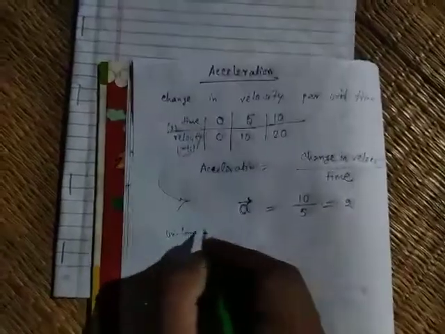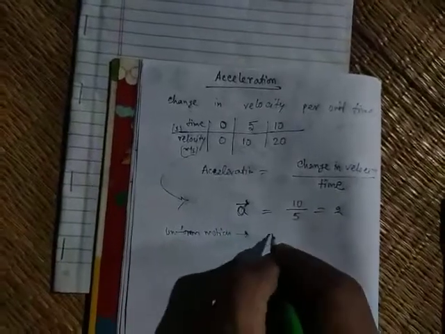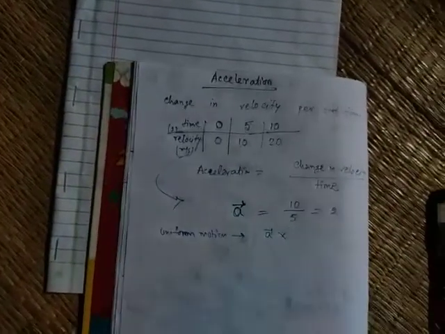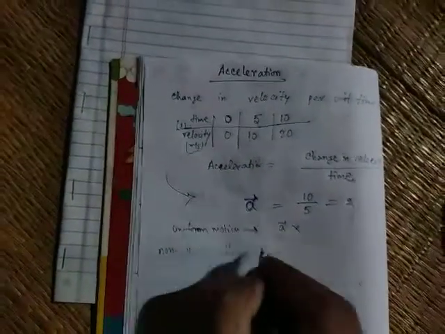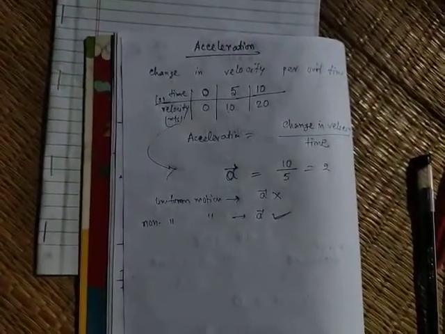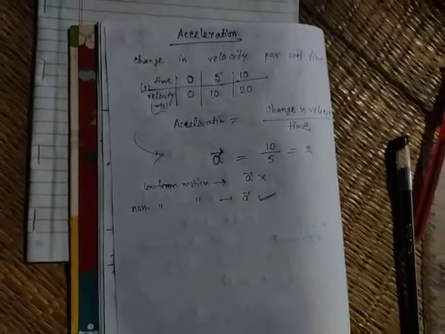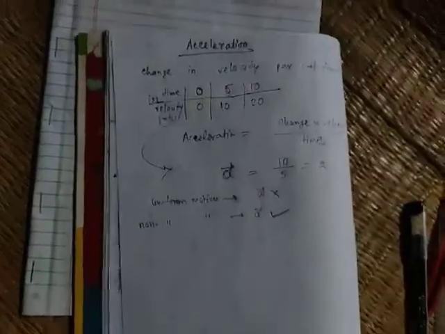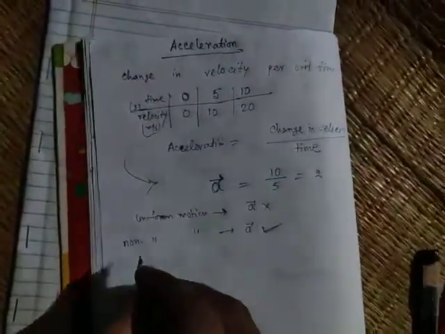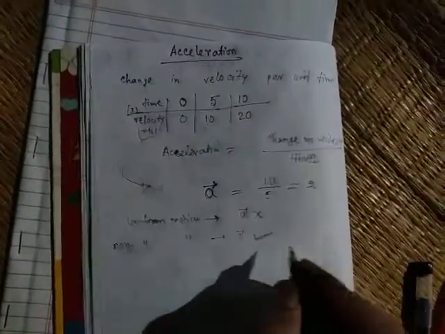For uniform motion, there is no acceleration. But for non-uniform motion, acceleration is there. Because non-uniform motion means what? Speed may increase or speed may decrease. That means speed can change. Clear everybody? So that means speed must change, so there must be two speeds or two velocities.